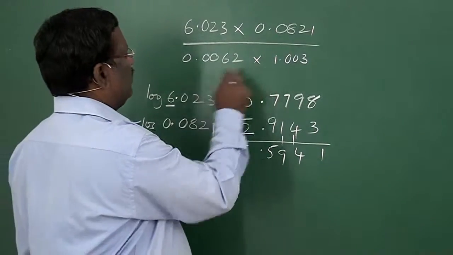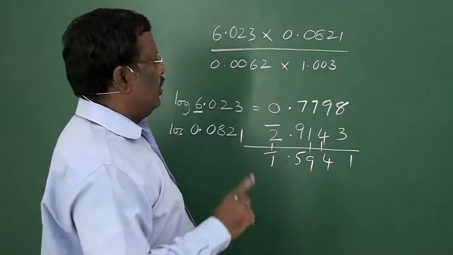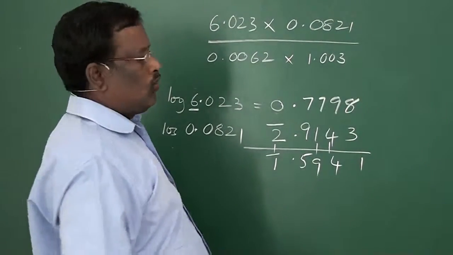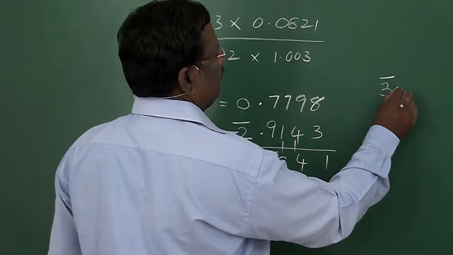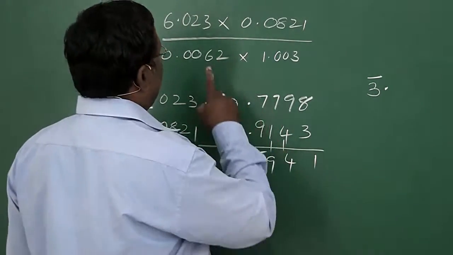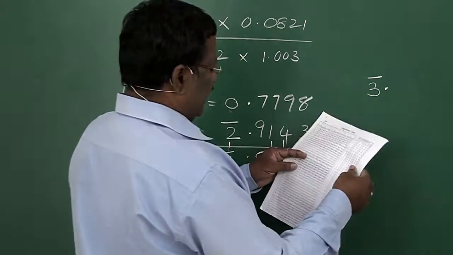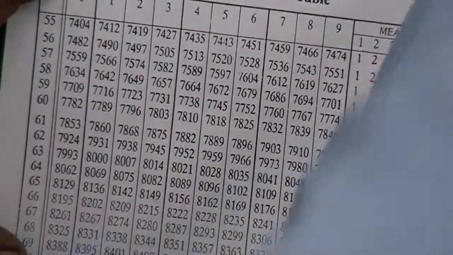Now here we have another one, 0.0062. After the decimal you have two zeros. So automatically the characteristic will become bar 3. If 1 zero is there, bar 2. If 2 zeros are there, bar 3. Then 62 against 0 is 7924.